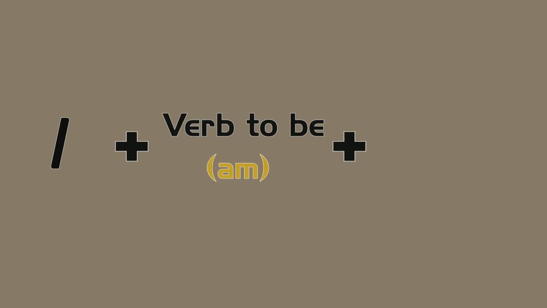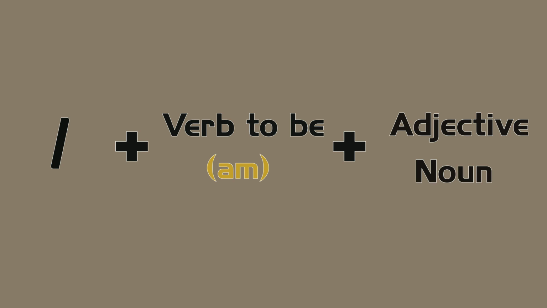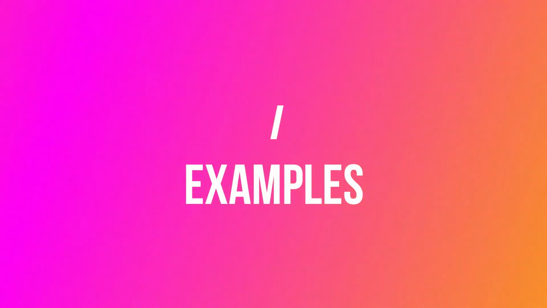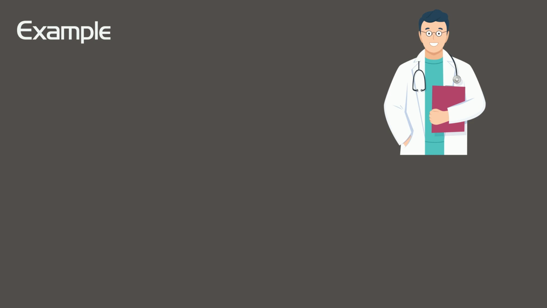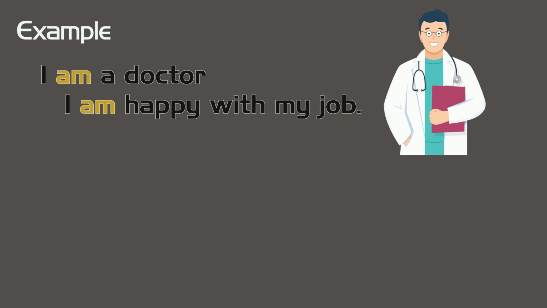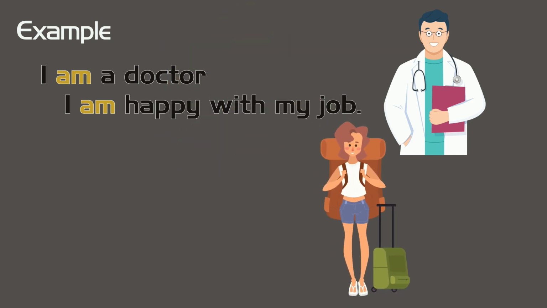Finally, with I plus verb to be, am plus adjective or noun. For example here, as we can see here, the doctor says, I'm a doctor, I'm happy with my job. And in the next example, as we can see here, Sarah says, I'm excited when I travel alone.